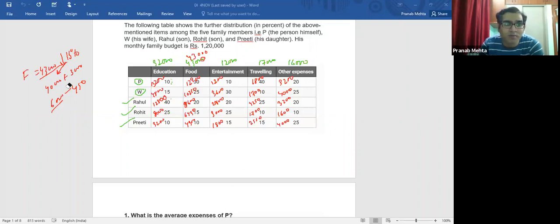So that is how your calculation will work. But it will work only when you practice. It will not work if you just see it. Okay, let us proceed with the question now.